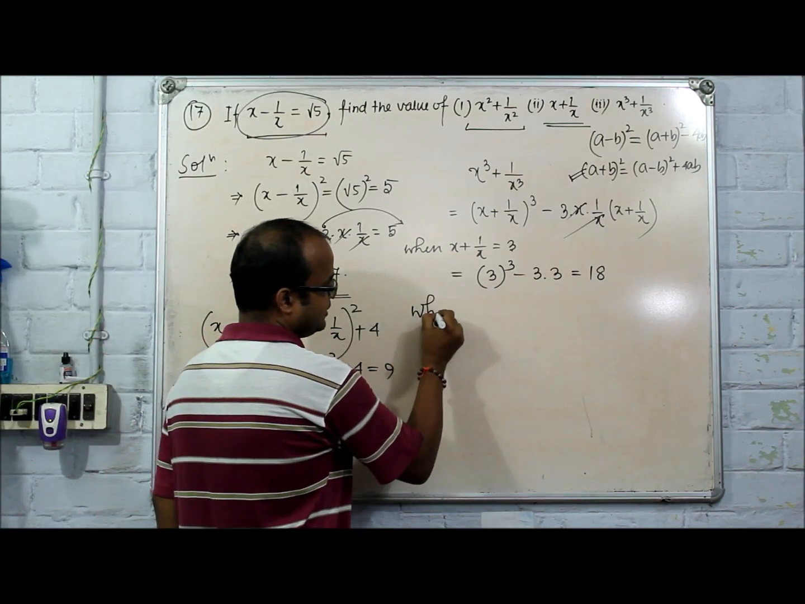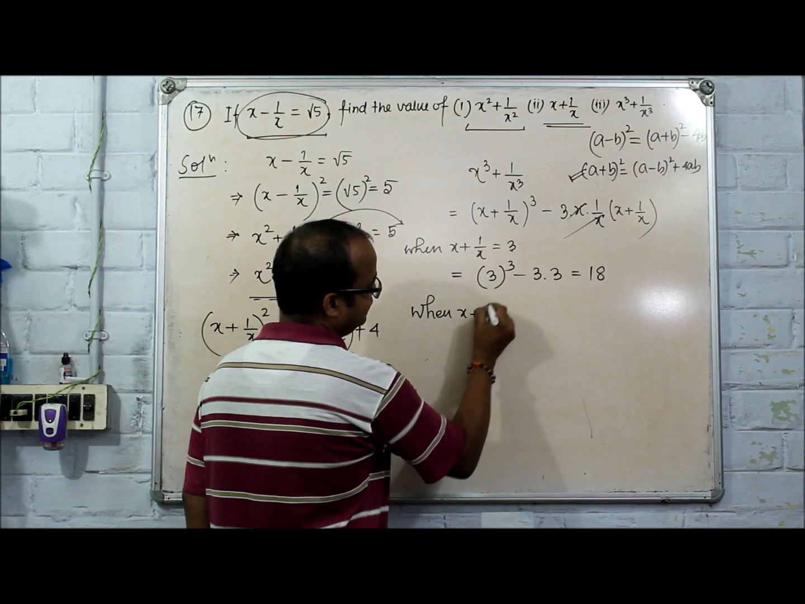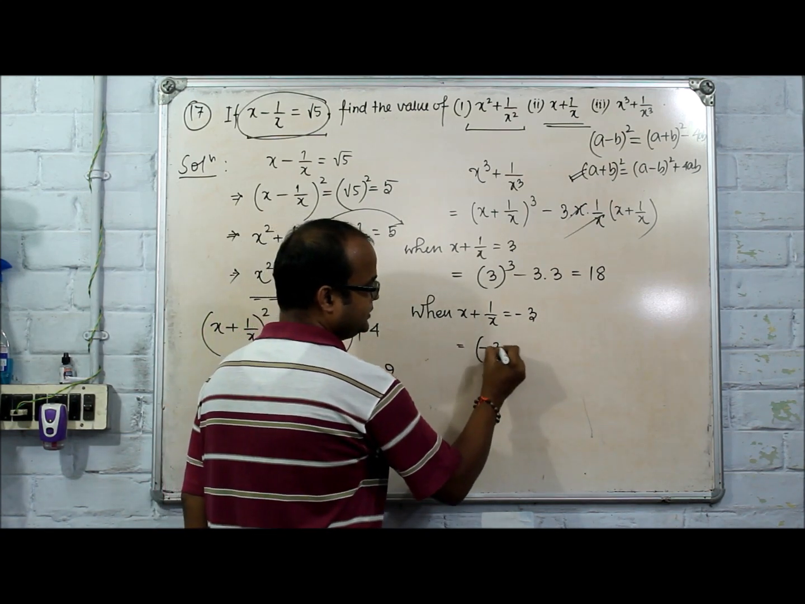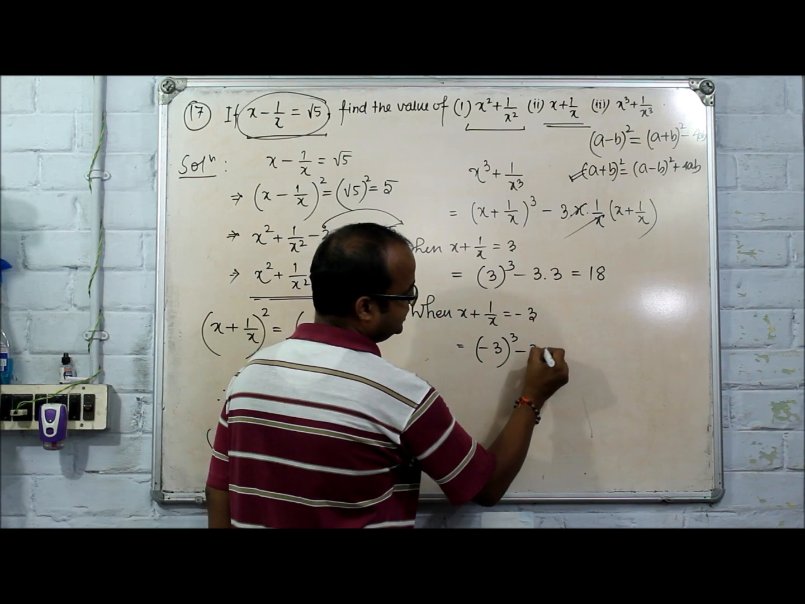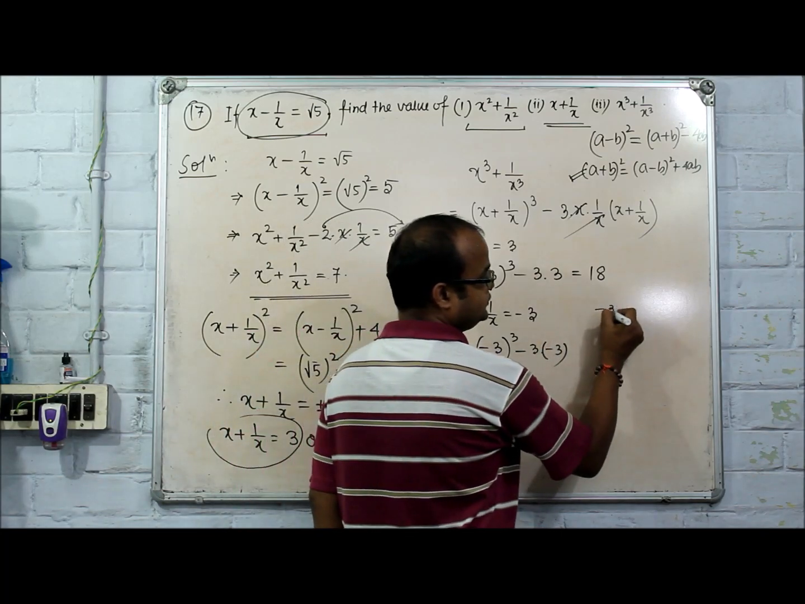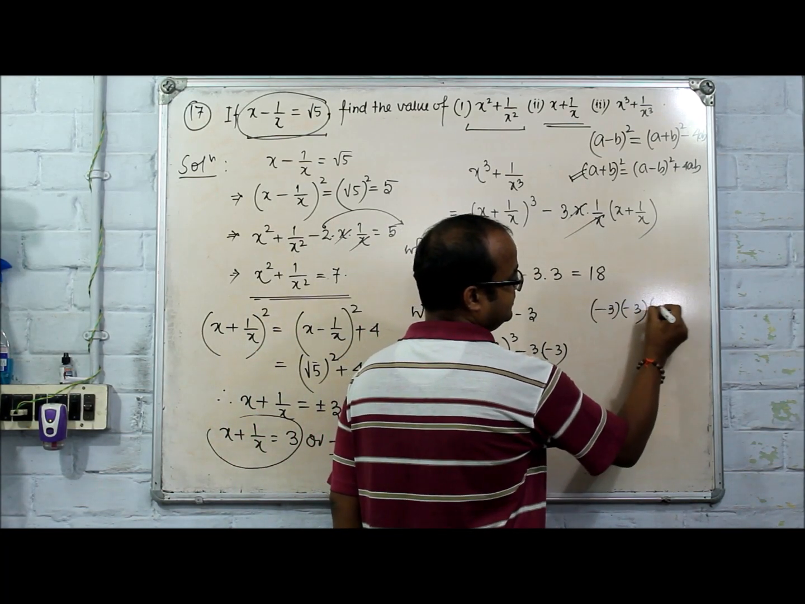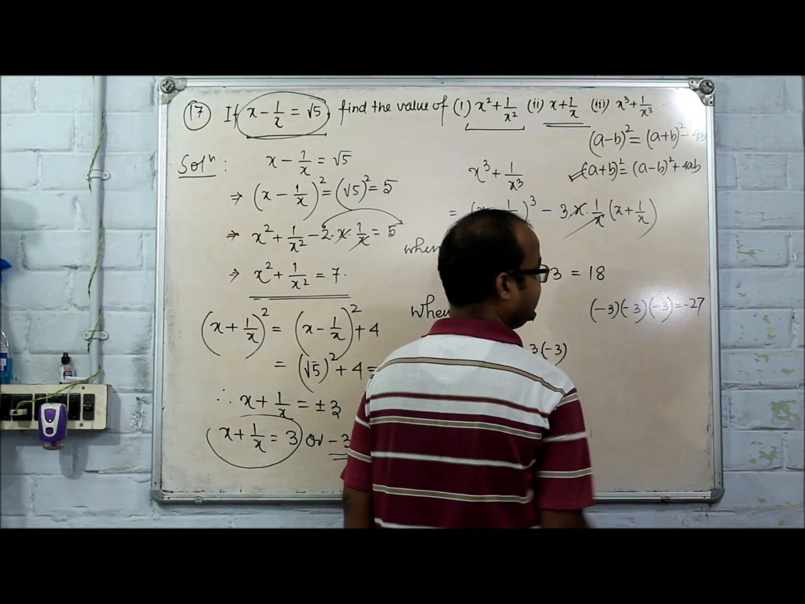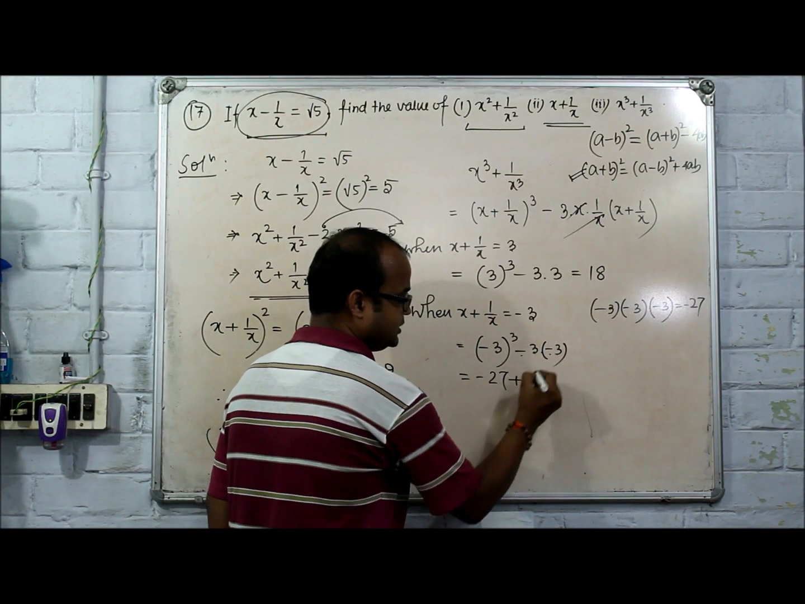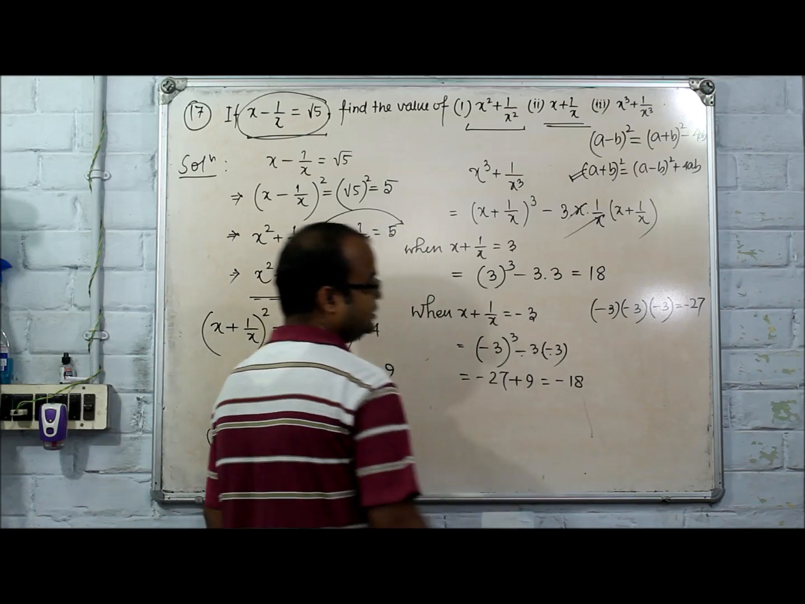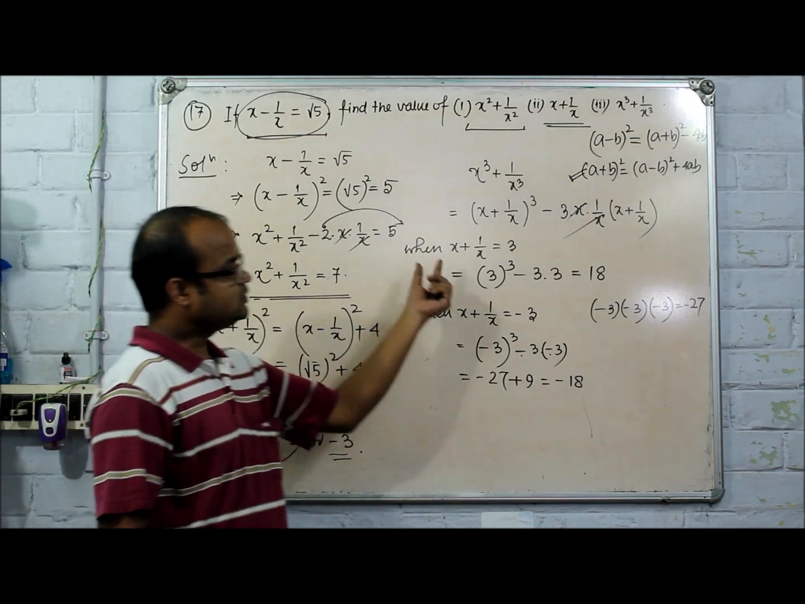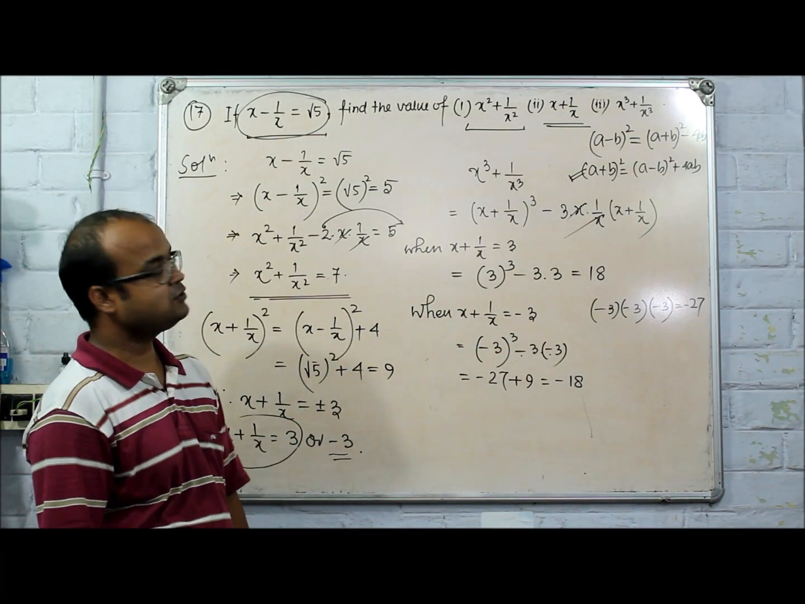And when x plus 1 by x is equal to minus 3, then you will get minus 3 to the power 3 minus 3 into minus 3. Now see, minus 3 cube means minus 3 multiplied by minus 3 multiplied by minus 3, that is equal to minus 27. So minus 27 minus, minus plus, 3 3s are 9. So you will get minus 18. So corresponding to two values of x, you will get two values of x cube plus 1 by x cube.